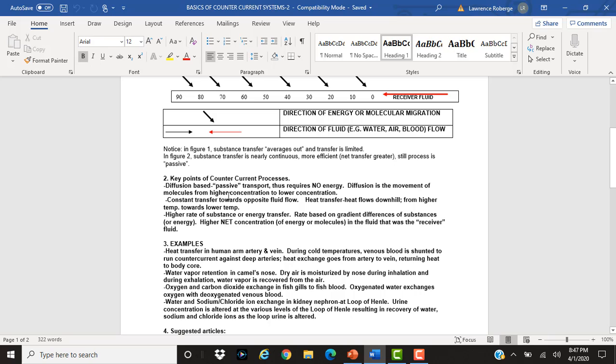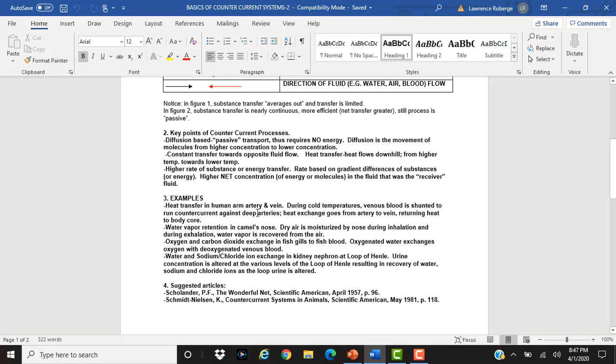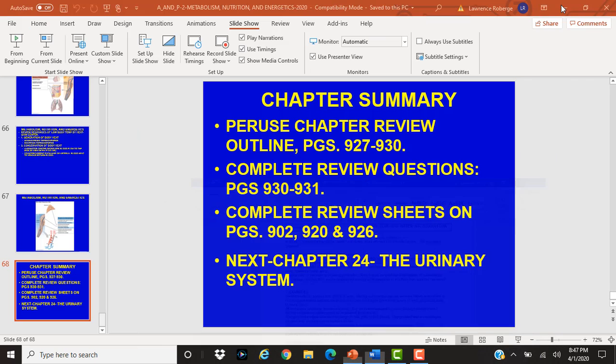I give you a couple of examples of this, as well as some examples and suggested articles if you would like, but I really encourage you to take the time to review all of this and print this paper out. It's going to be helpful when we start dealing with some of the other aspects of the human physiology.